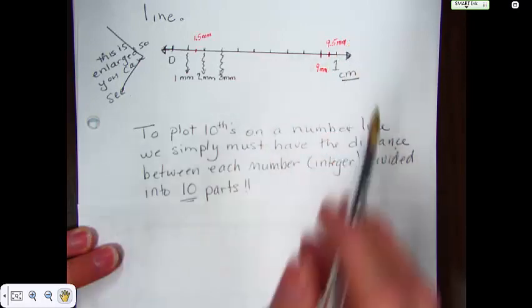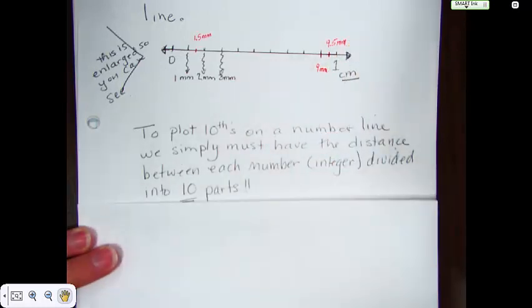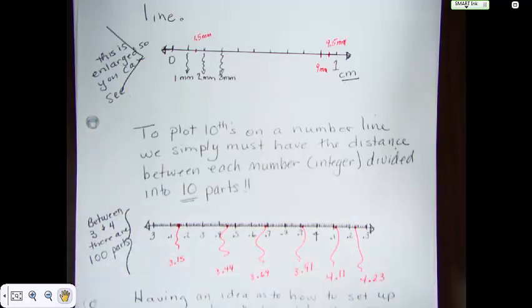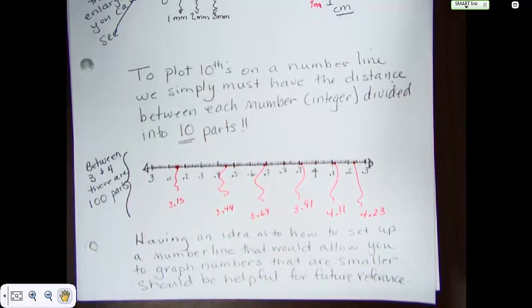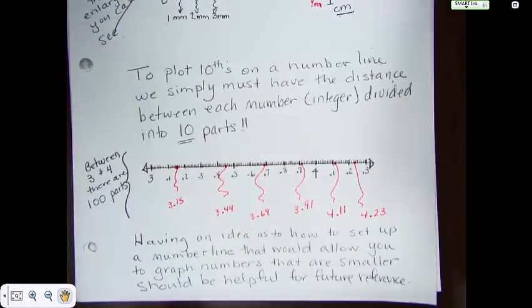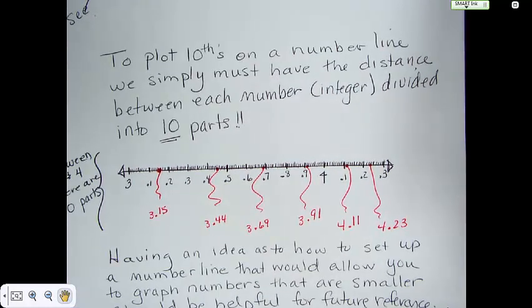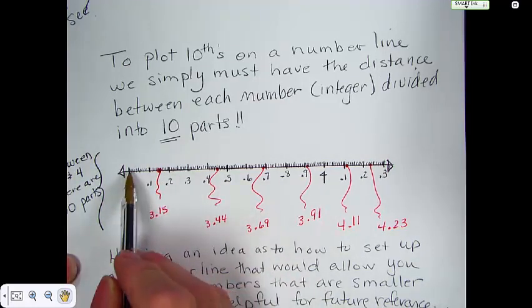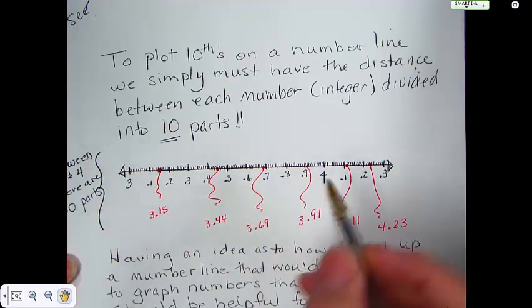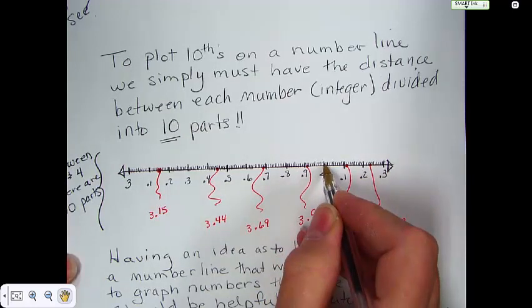Okay. Now down here, at the bottom, we are going to add a number line. It's really kind of rad. It's got a lot of divisions on it. Okay. So I'm going to move it up. I'm going to focus it in. Have an idea as to how to set up a number line that allows you to graph numbers that are smaller. It will be helpful for you for future reference. If you notice, this is just between 3 and 4.